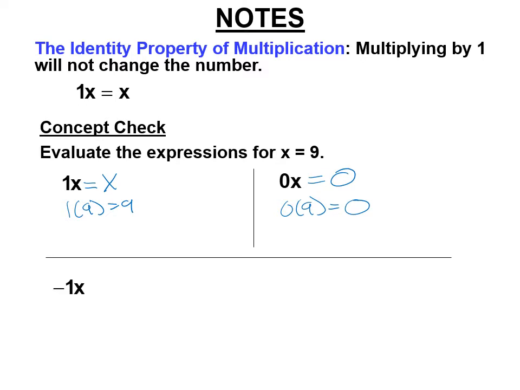Negative 1 times x, right, is going to be negative 1 times 9, which is negative 9. So what happens when you have this is that you get the opposite of whatever x is. So negative 1x will always be negative x, or we also could say that as the opposite of x. So anytime you get 1x, you're going to write x. Anytime you get negative 1x, you're going to write negative x or the opposite of x.